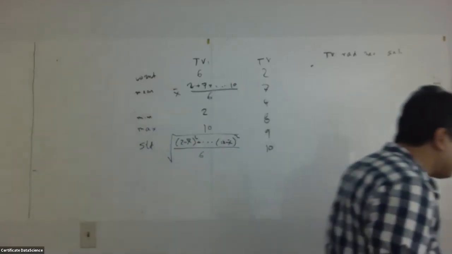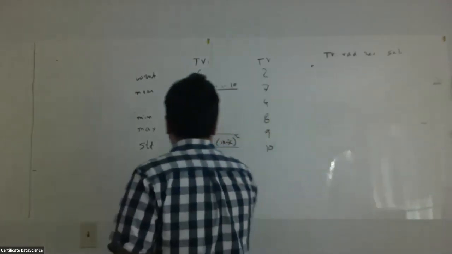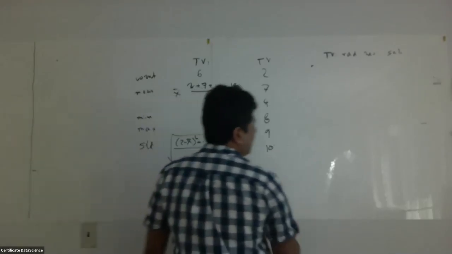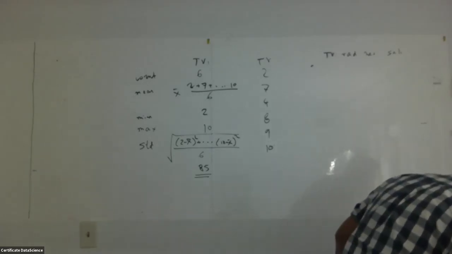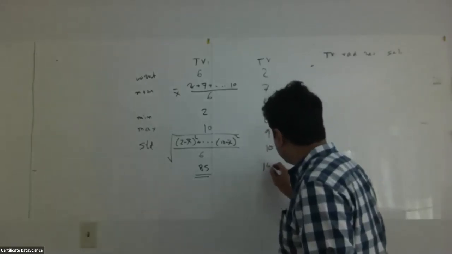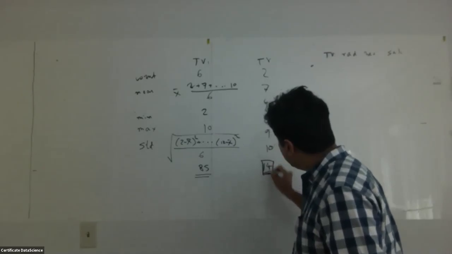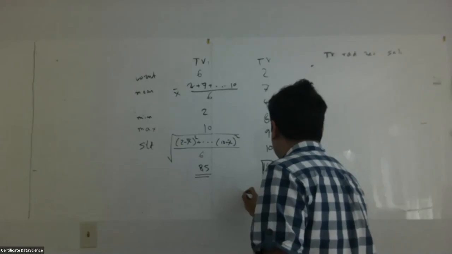In our data set, for TV, the standard deviation is 85. For radio, it is something like 14. So that means in radio, the spending does not vary too much. It stays somewhere around the mean. So this is how you can look at it.